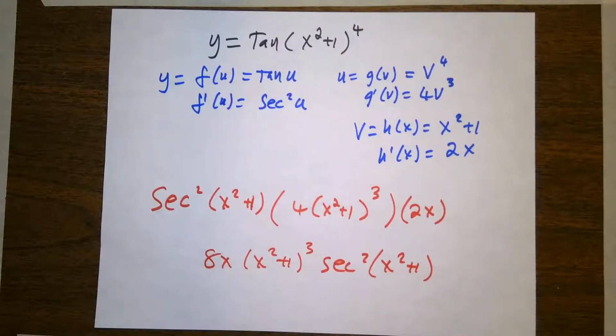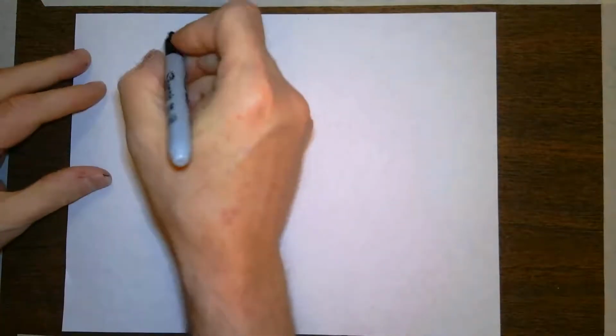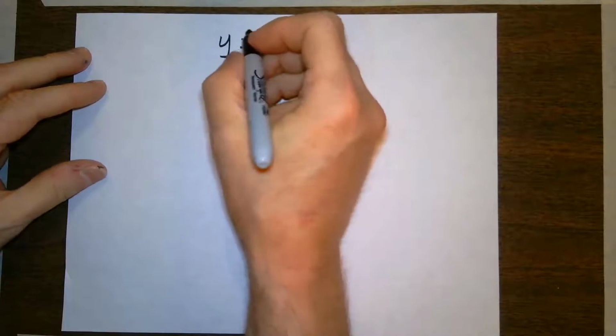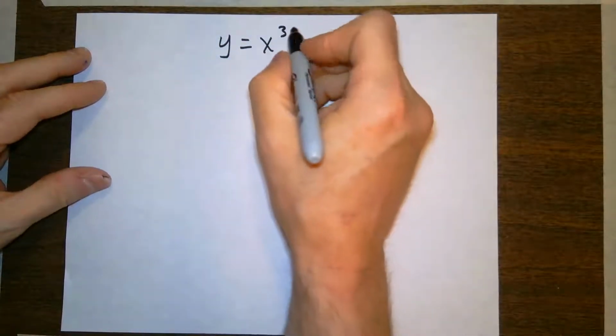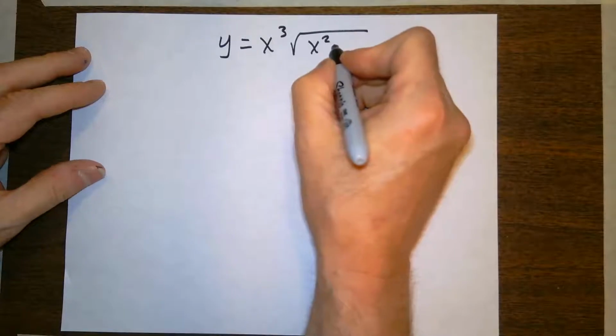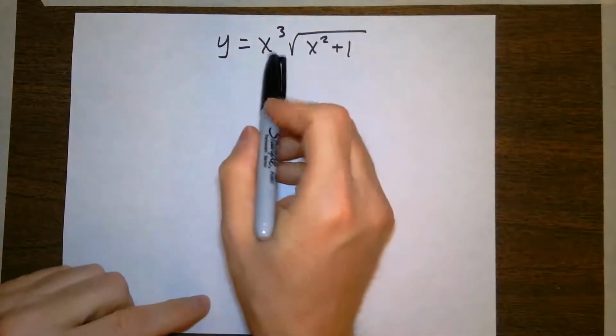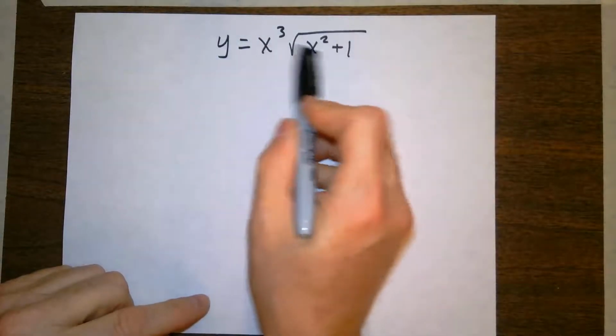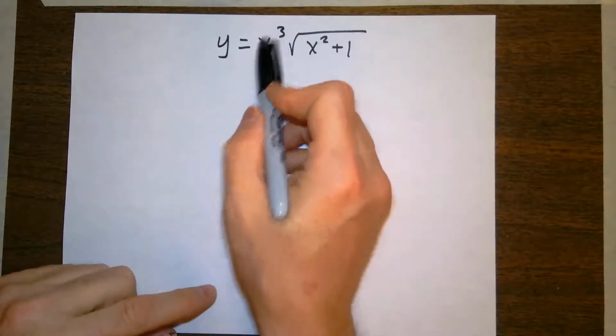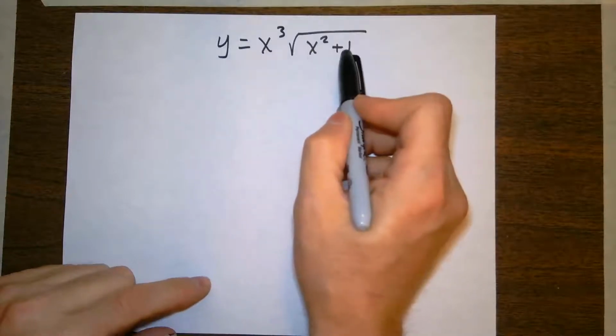Tough one. Tough one. Let's look at another tough one. We never want to be afraid of the tough stuff and should hit it straight on here. So suppose I have y equals x cubed times the square root of x squared plus 1. All right, so the first thing that you should notice here is I'm going to have product rule. I've got this function and that function. If you think about them as the product of 2 functions, I've got the x cubed and the square root of x squared plus 1.